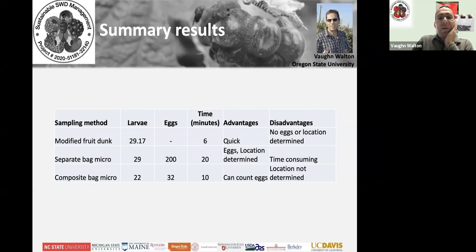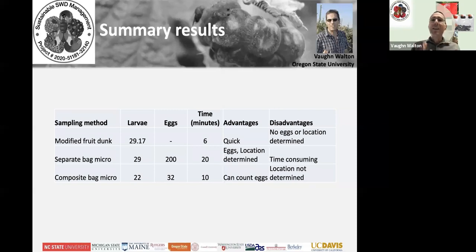And so the advantage of being able to count the eggs is it gives you a few days extra that helps you time your sprays a little bit better. So just quickly looking at the advantages and disadvantages, and I know I have about a minute left here. Modified fruit dunk, really quick. Disadvantages here, no eggs or location of where those eggs are.